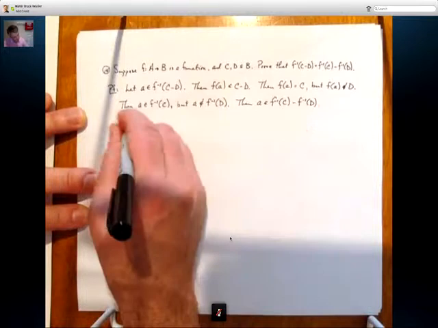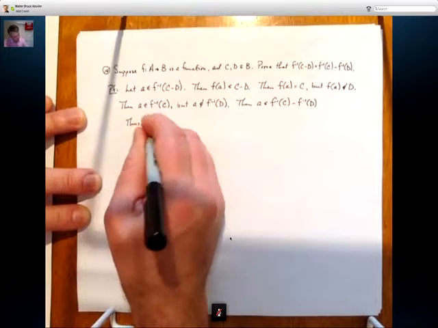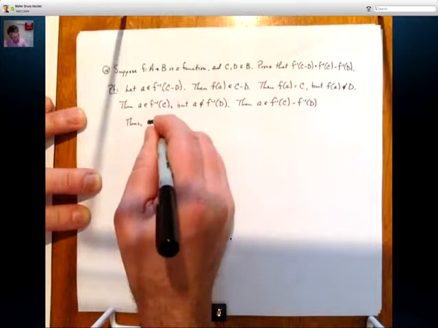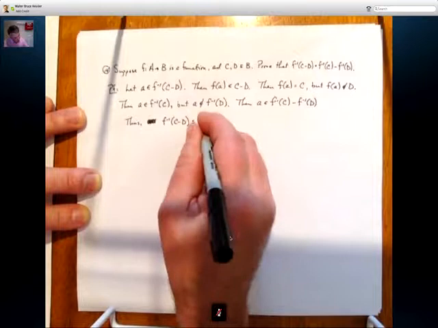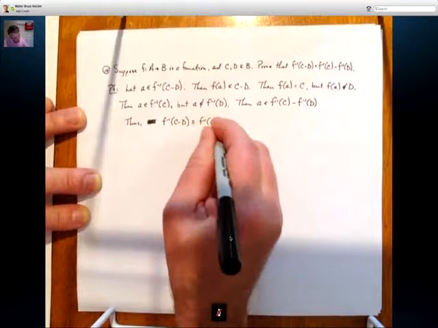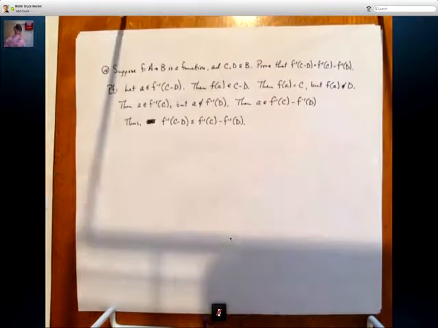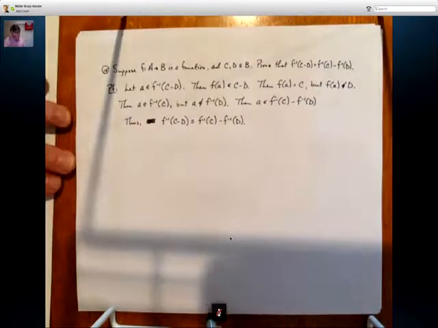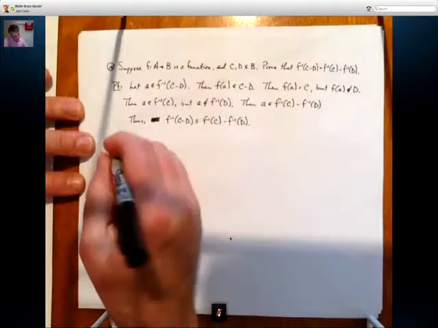We started here, we ended up there. Thus, f inverse of C minus D is a subset of f inverse of C minus f inverse of D. Okay?